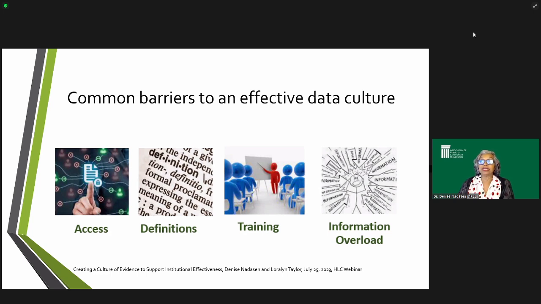And is this training easily accessible? Definitions: what are the definitions? Where are the definitions? And then finally, data overload, because we've all suffered from data paralysis, and it's a growing problem. And we need to help our faculty and staff overcome their fear of data. And so one of the principles there is just to keep it simple. Faculty and staff need easy access to accurate, timely, and valuable data.